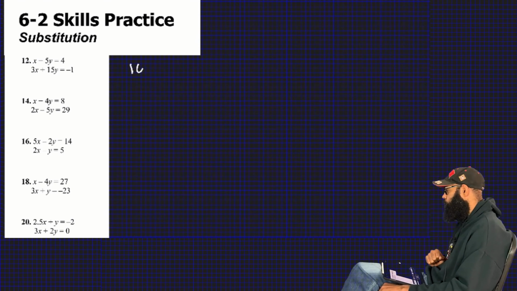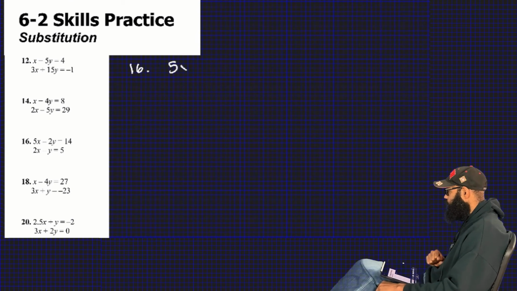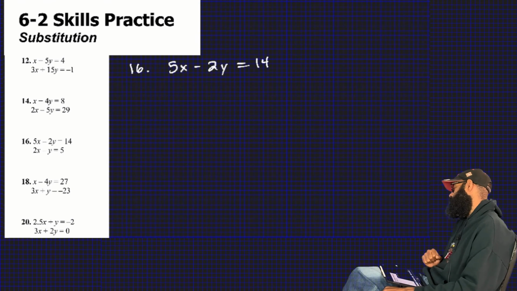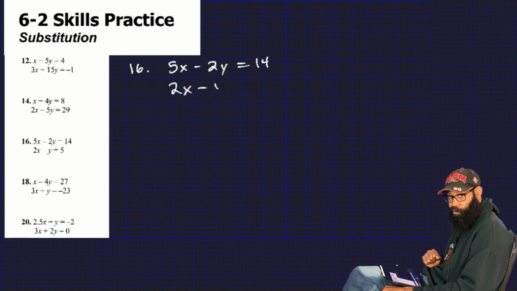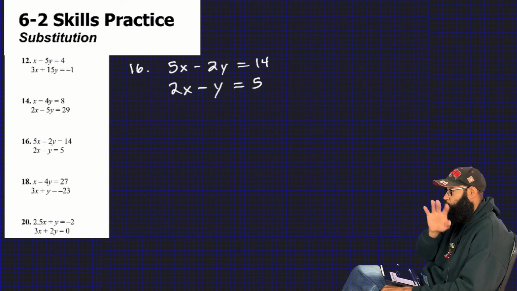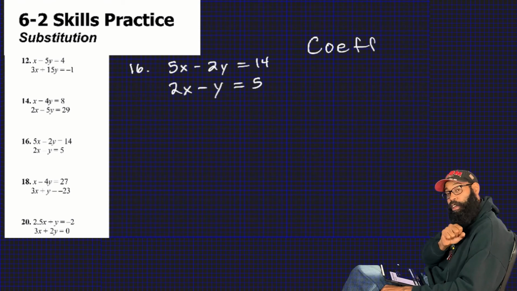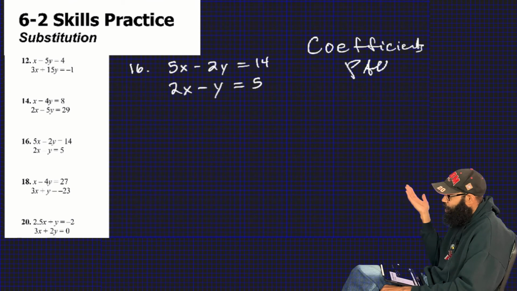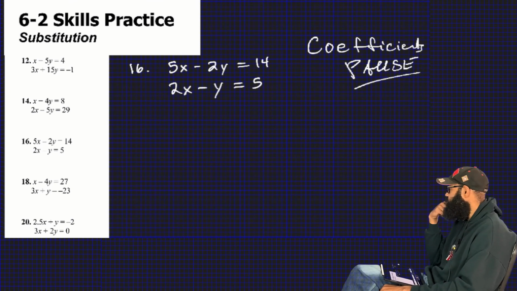Here we go, guys. So, what's changing? I don't think anything's changing. I still have coefficients. Both variables, 5x and -2y. Second one, 2x and -y, or in other words, -1y. So this is what I was saying earlier about when we did our pause, which one do you want to solve for? Do you want to solve for y or do you want to solve for x? Which one's easier? It all depends on you recognizing the coefficients and going, pause.